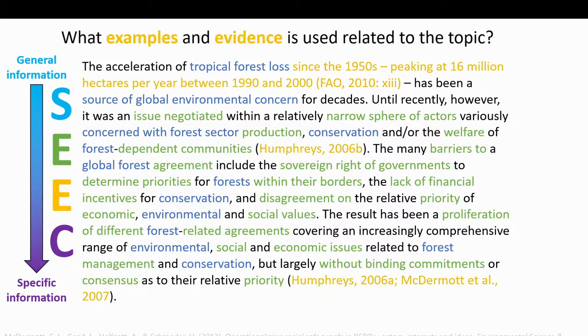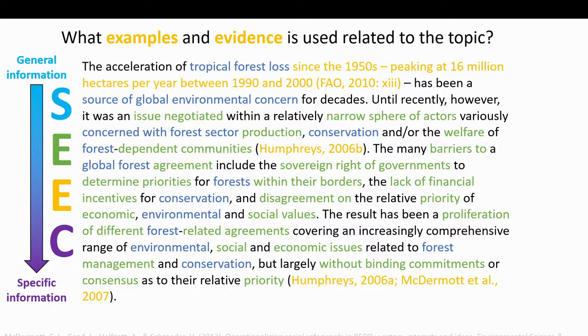And of course, we can also look for examples and evidence, which is highlighted here in yellow. We even begin right in the topic sentence with an example. We have dates, we have numbers, we have 16 million hectares per year, and then we have a citation. This is how you can construct examples and use evidence, which is what we're pretty used to doing as scientific and academic writers anyways. The information contained in parentheses is the evidence. It's clear that this author is citing other people, and we understand that we can also find that evidence within those papers.